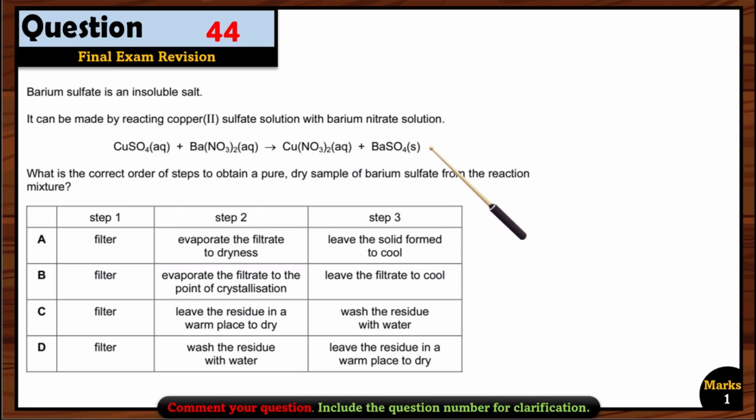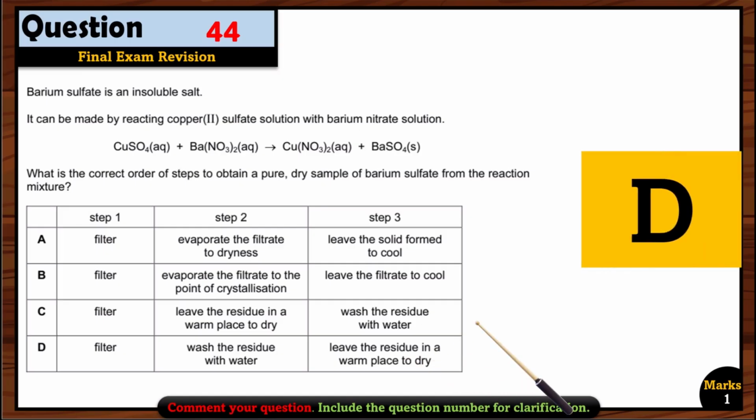Okay, so barium sulfate is actually an insoluble salt, right? So the first method will be the filtration method, right? Because we are getting a product. Now this product we already have taken. So the next step, we should wash it with the water, okay? So yes, filter and then wash the residue with the water. Now after washing, we have to leave it so that all the water is evaporated from it. So we can leave this residue in a warm place to dry. So that's why option D is the right option here.